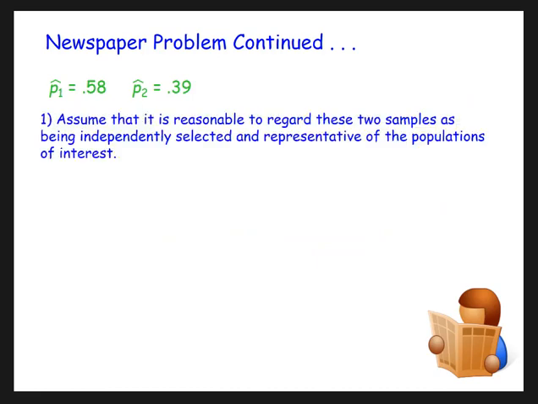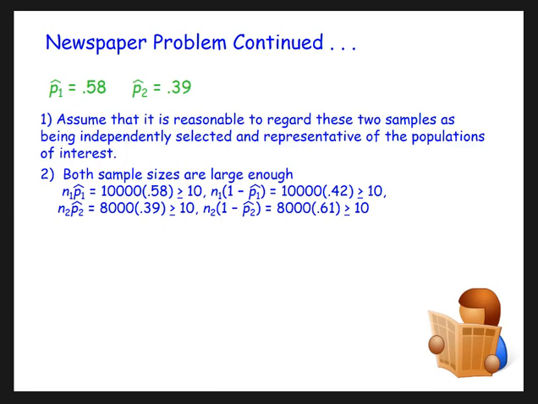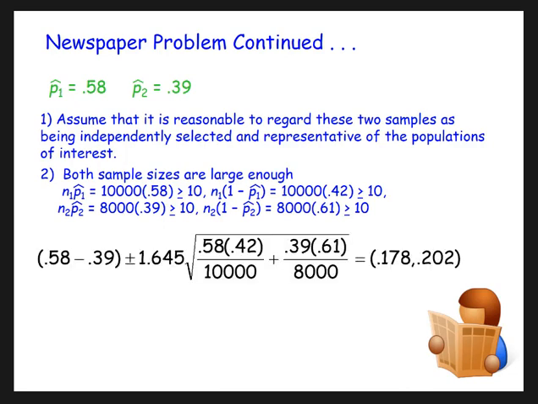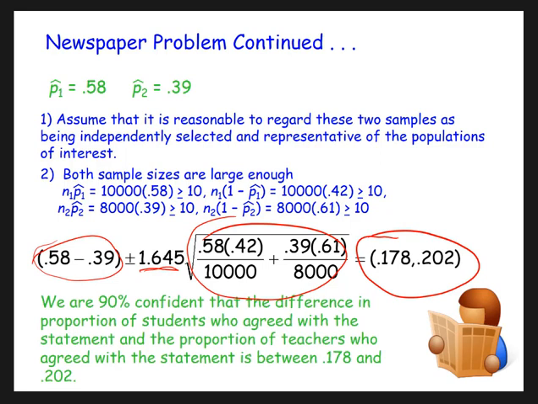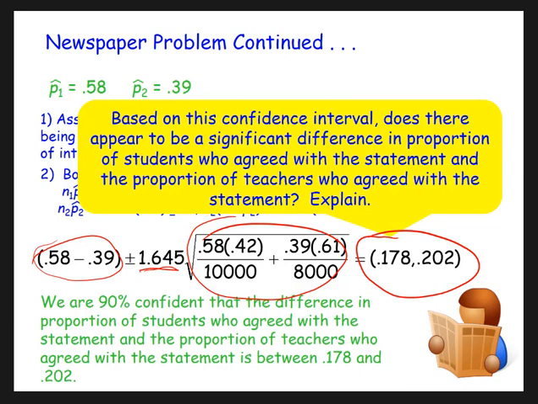So p1 is students, p2 is teachers. Assume that it is reasonable to regard these two samples as independently selected and representative of the population of interest. Yes, they are adequately sized. So 0.58 is the proportion for students minus 0.39, the proportion for teachers, plus or minus 1.645, the critical value for z on a 90% interval. This is our combined proportions. We get a confidence interval of 0.178 to 0.202. So we are 90% confident that the true difference in proportion is in that range. Also, since 0 is not in that range, it seems to indicate that there really is a difference between the proportion of students that believe that and the proportion of teachers.